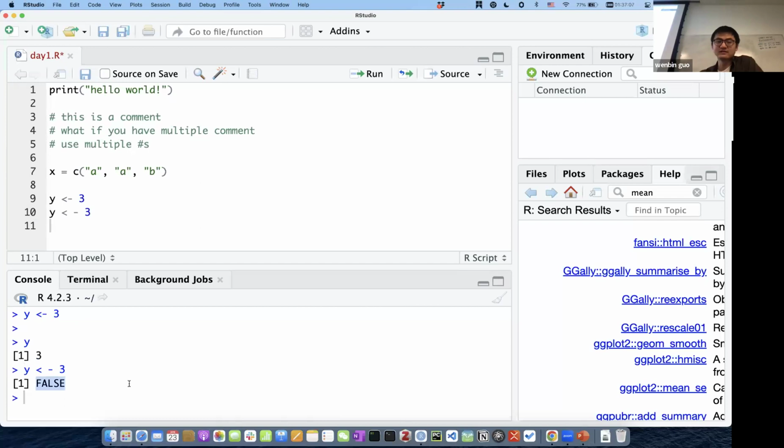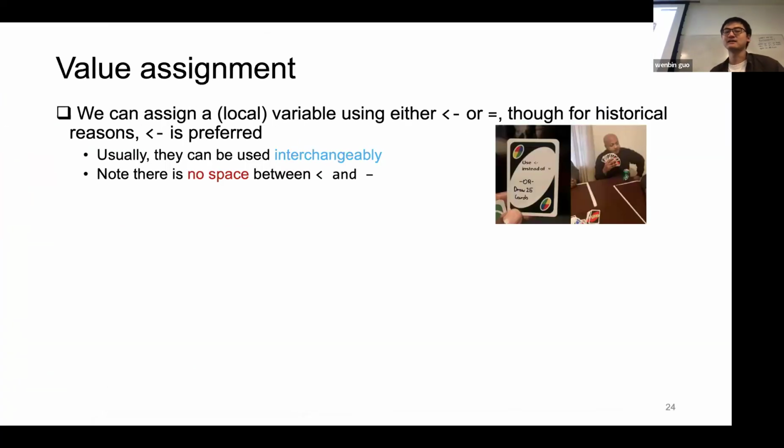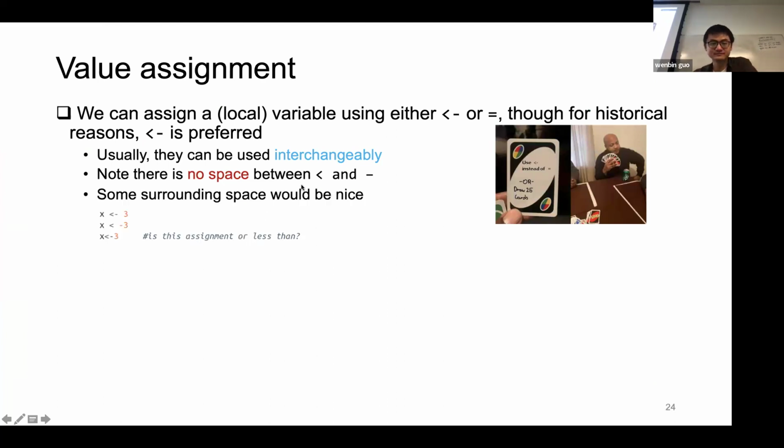Why is it false? It is simply because y right now is 3, but the right-hand side is -3, and the symbol here is interpreted as a smaller than. So 3 is smaller than -3? Nope. So we get a false value. So this is a very intuitive way to understand why there shouldn't be any space between these two symbols.